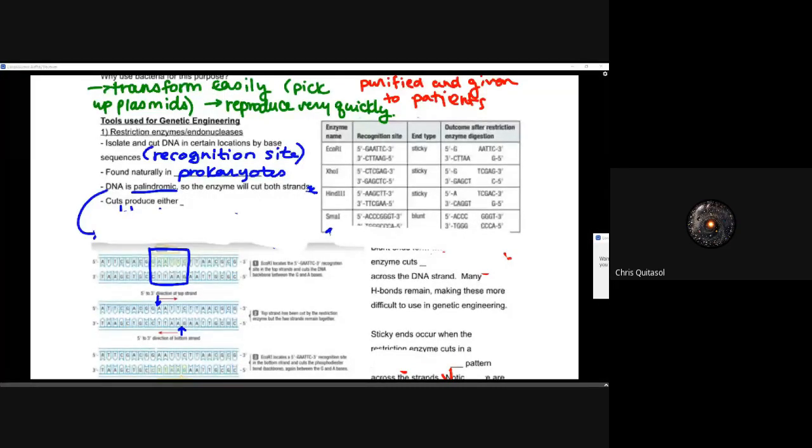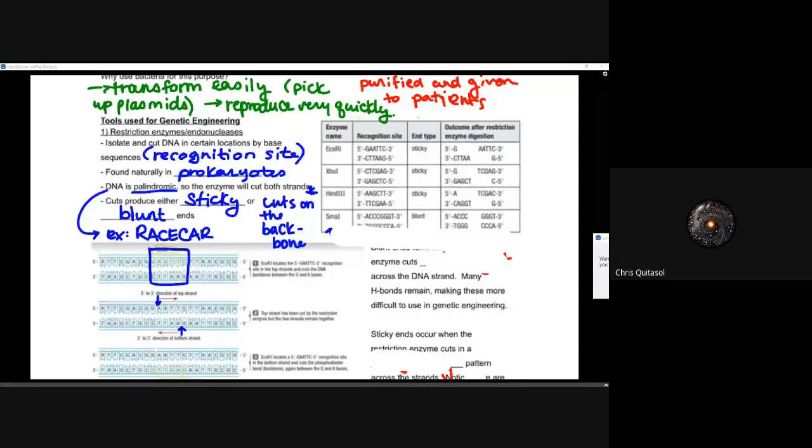So the cuts produce either... the aspect of DNA that makes this useful or functional is the idea that DNA is palindromic, right? When you think of the word racecar, it's the same forwards as it is backwards. And this palindromic nature allows the enzyme to cut both strands, and it can produce what are called sticky and blunt ends.